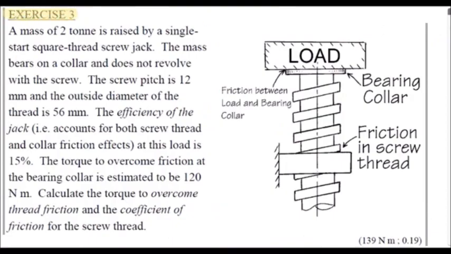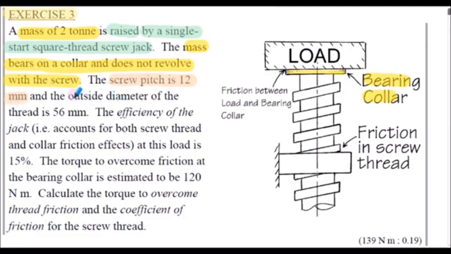Exercise 3. A mass of 2 ton is raised by a single start square thread screw jack. The mass bears on a collar that does not revolve with the screw. Bearing collar shown here. The screw pitch is 12 millimeters and the outside diameter of the thread is 56 millimeters. The efficiency of the screw jack, and this accounts for both the screw thread and the collar friction effects at the given load, is 15%.